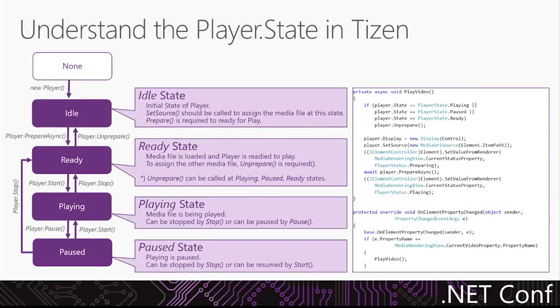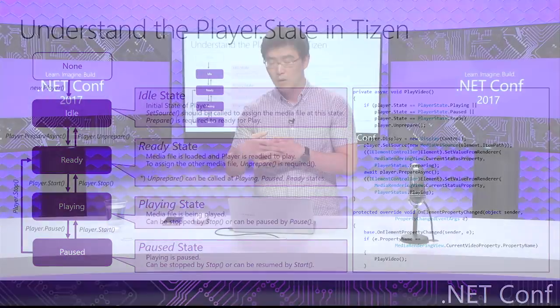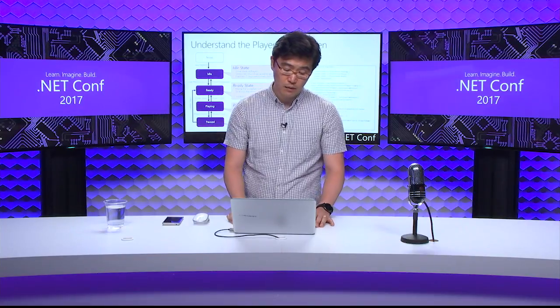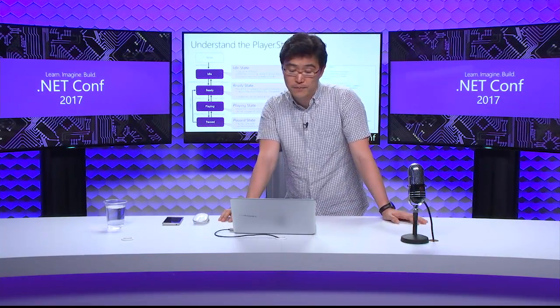Okay? So then we need to understand how the player in Tizen works. Tizen Media Player supports a bunch of different backends. It supports the media player and also streaming players. Because it supports different playing types, it has to have different states. The player has four different states: idle, ready, playing, and pause.